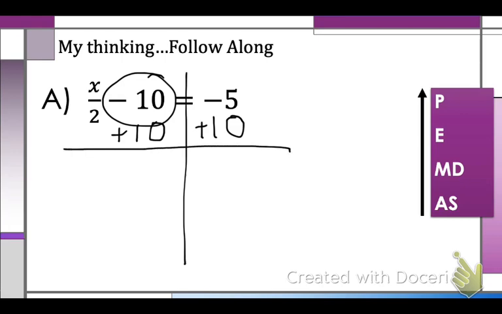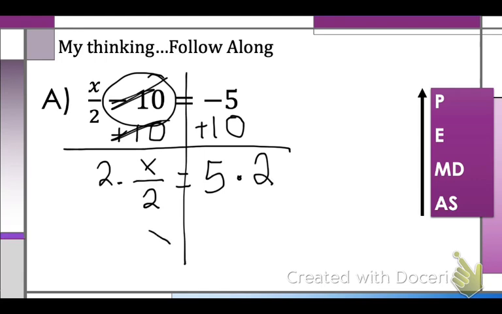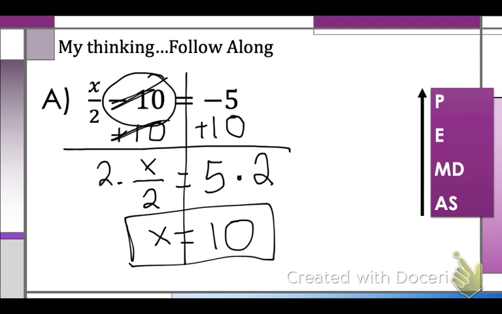All right, so on the left side, x divided by 2 minus 10 plus 10. These cancel themselves out, okay, and I'm left with x over 2 equals negative 5 plus 10 is positive 5. Okay, x is still not by itself, so I need to do the opposite of the dividing, which would be multiplying by 2. So x equals 10. And that's my final answer because x is by itself.